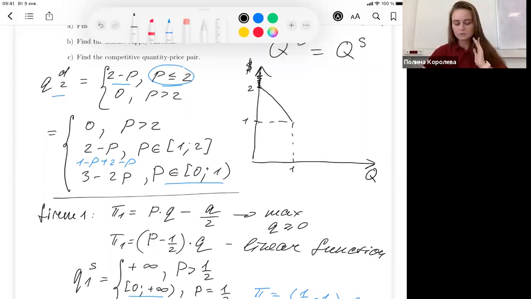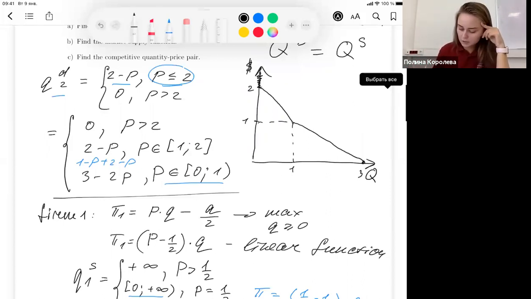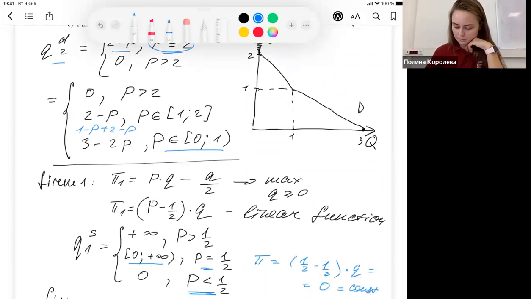And then 3 minus 2P if price is from 0 to 1. So if price is equal to 0, the quantity demanded by all consumers is equal to 3. So here will be 3. And the slope is flatter. So this is the market demand. What about market supply?